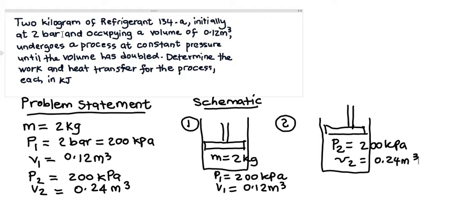2 kilogram of refrigerant 134A initially at 2 bar and occupying a volume of 0.12 meter cube undergoes a process at constant pressure until the volume has doubled. Determine the work and heat transfer for the process, each in kilojoule. From the statement, the mass is 2 kilogram.